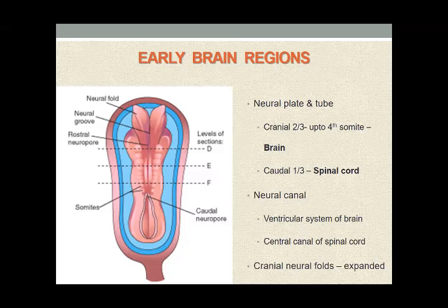And then, before I go any further with the neural tube, look at the cranial end of the neural tube. This cranial end of the neural tube is dilated. These are called neural folds. So these neural folds get expanded or dilated, and ultimately they are going to develop into the brain.